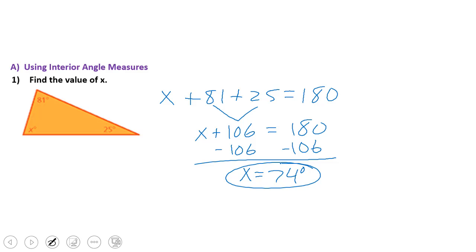Now, if I look at it, it makes sense. It's reasonable, because when I look at that angle x, I can see that it's not quite a right angle. So I would know that it's less than 90 degrees. So that's probably fairly accurate. If I wanted to be sure, I would say 74 plus 81 plus 25. Does that equal 180 degrees? And the answer, of course, is yes.